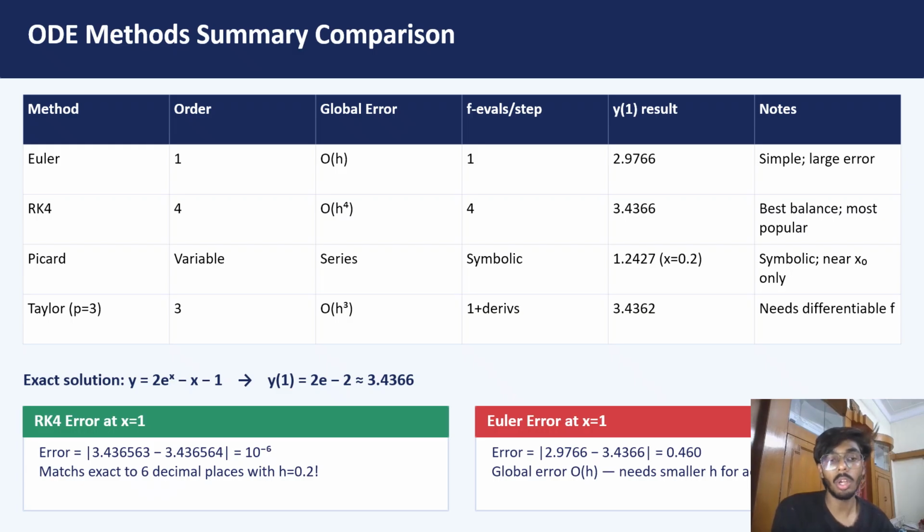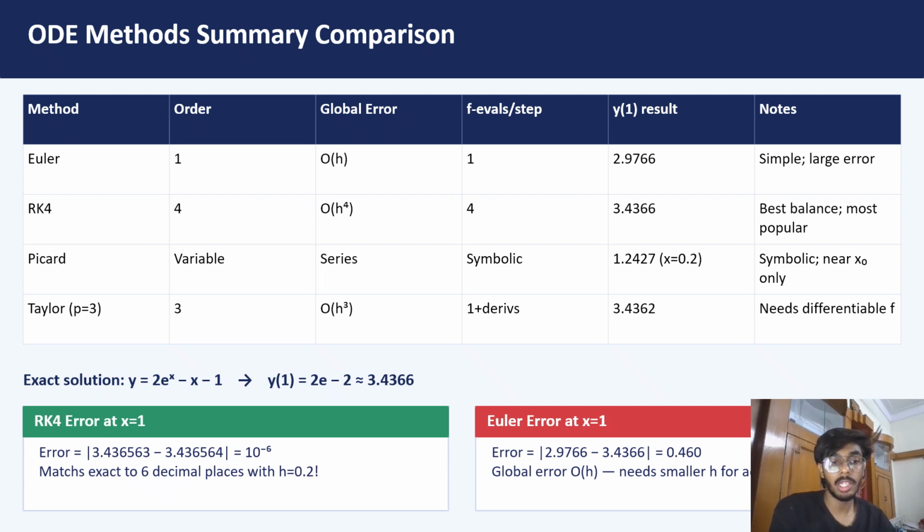So we can compare all four methods: Euler, Runge-Kutta order 4, Picard, and Taylor series method. We can clearly see the order for each is 1, 4, variable, and 3. The most effective is Runge-Kutta here. The global error for each method is respectively shown.